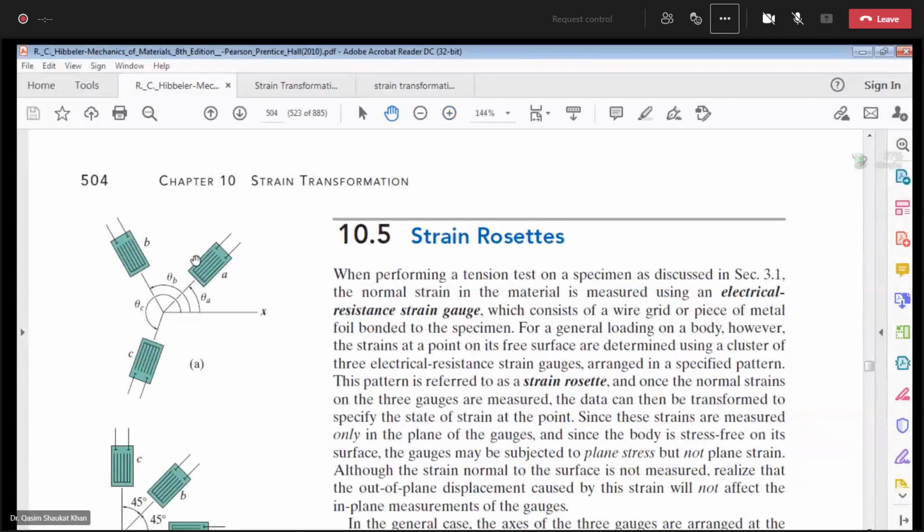So these are the metal grids. Please keep your mics muted. This is the electrical resistance strain gauge being shown here. This is the metal foil, which is fixed on the base, and these are the leads, or lead wires. So these wires we can extend.